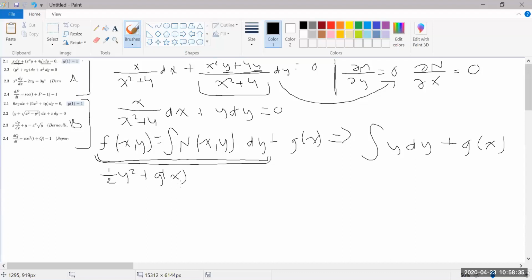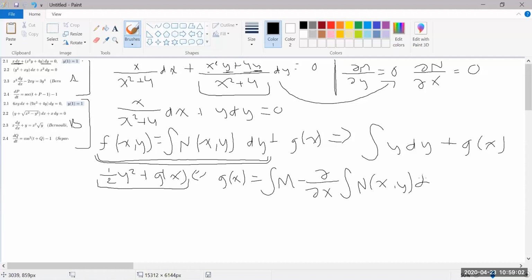Okay, so this is honestly the main part of what we need, but now we have to solve for this g of x. And we know that our g of x equals the integral of M minus the partial with respect to x of the integral of N(x,y) dy, and then this whole thing integrated with respect to x. Okay, and I know that looks really scary, but once you start plugging in the values, it's really not that bad.